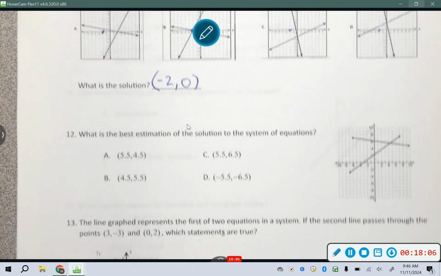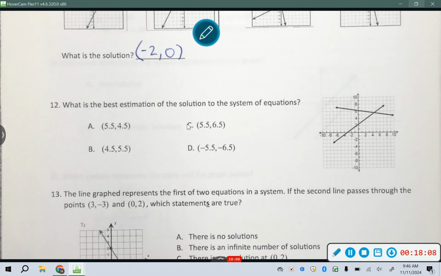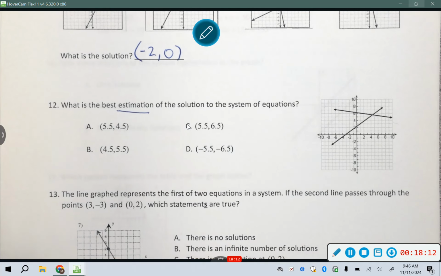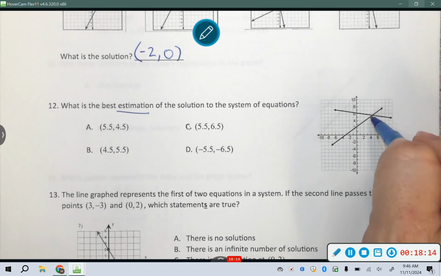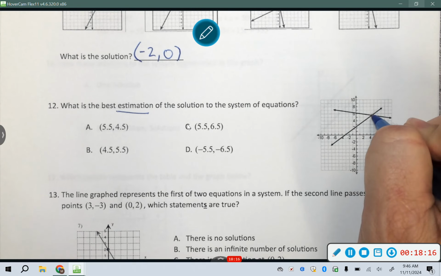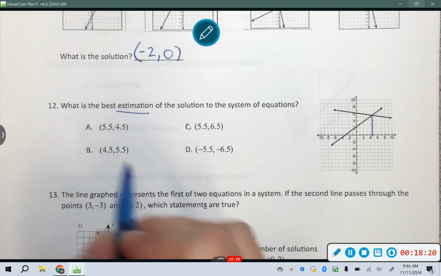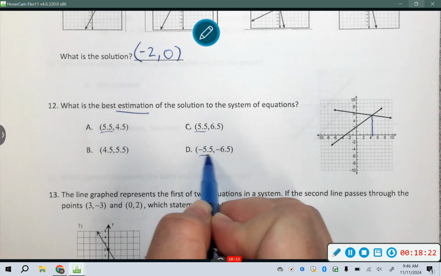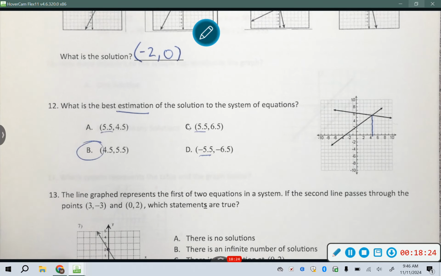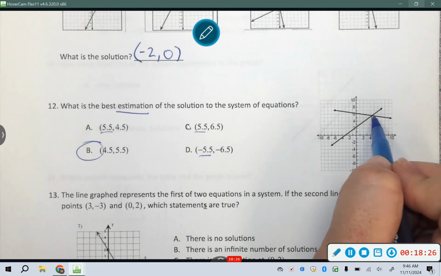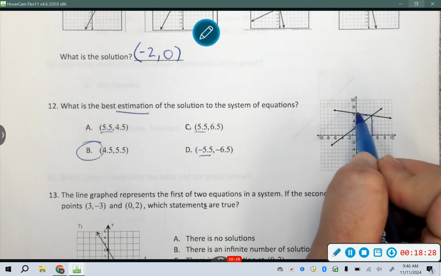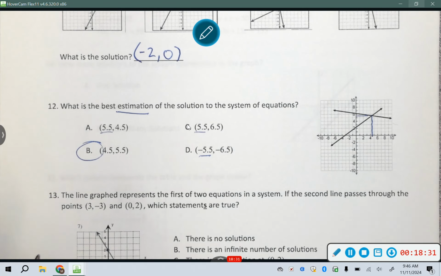Okay, so let's look at number 12. What is the best estimation of the solution to the system of the equation? So estimate means we're guessing. It's not a pretty point, so I want you to see that my x is in between 4 and 5. Well, in between 4 and 5 is not those numbers, so I know it's B. 4.5 is between 4 and 5. If I look at my height, it's between 5 and 6, which is 5.5.